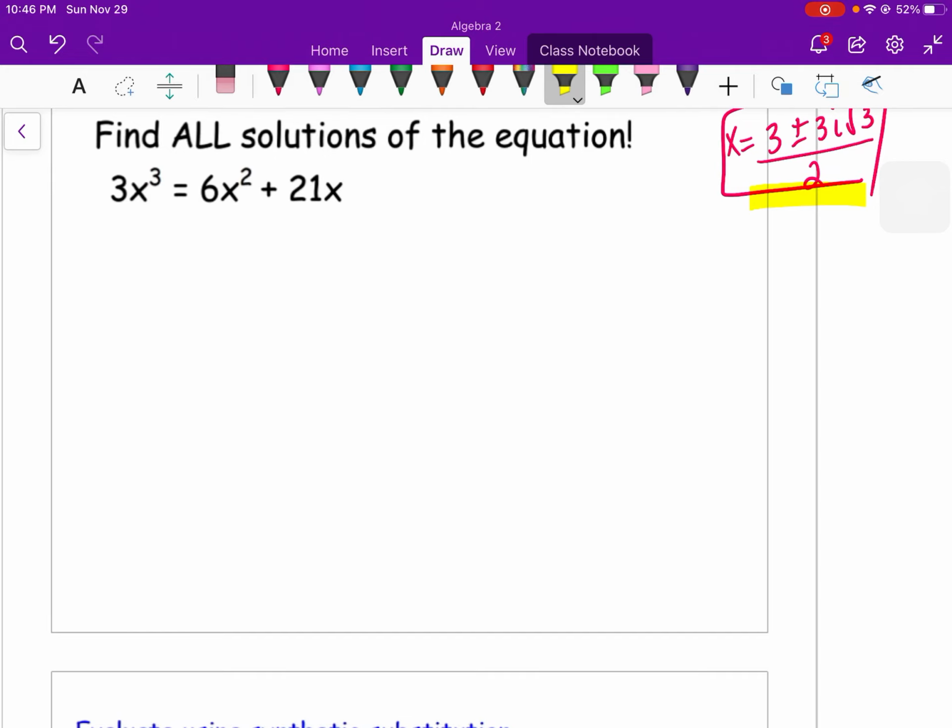Okay, find all the solutions to this equation. Before we can solve, we're using the zero product property, so you do have to have it equal to 0. So I'm going to subtract the 3x cubed.